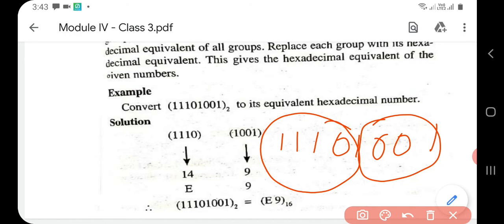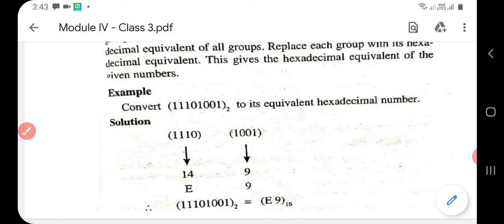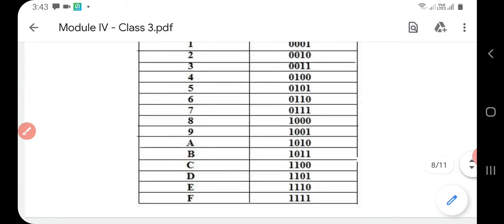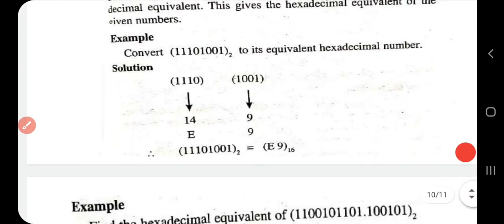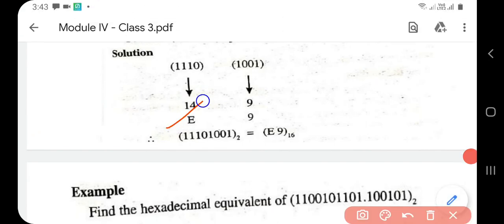Now let's refer to the table. What does 1110 stand for? 1110 stands for E. So that E is written here, and the other one will be 9. Now write it together, it will give you the answer.